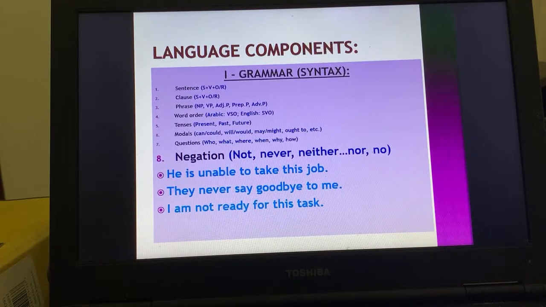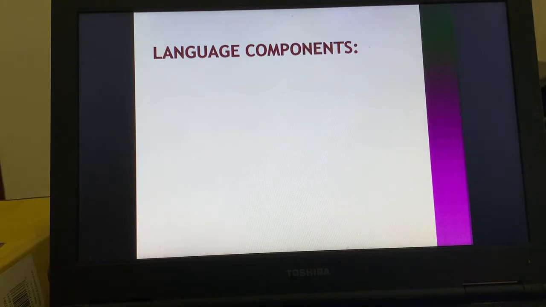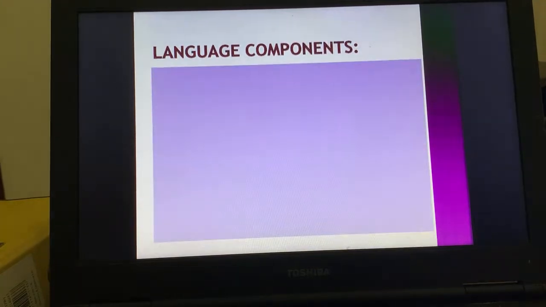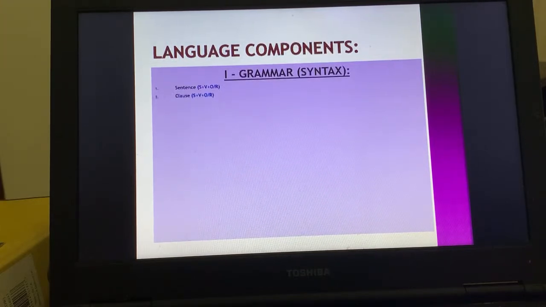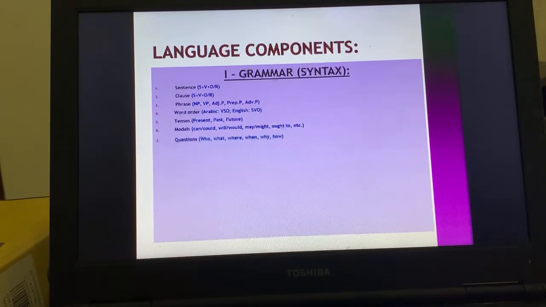I am not ready for this task. لست مستعدا لهذه المهمة. This way we have actually looked at the negation. So we have covered in the grammar and syntax: sentence, clause, phrase, word order, tenses, modals, questions, and negation.